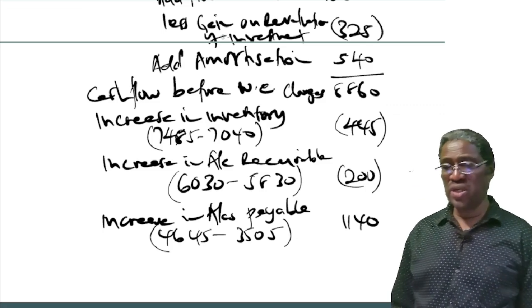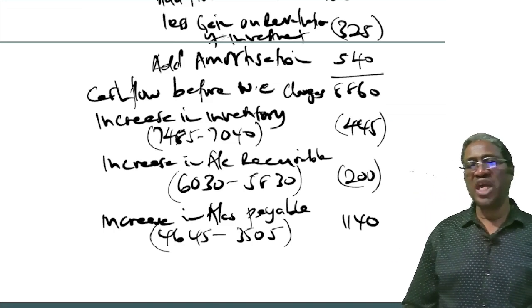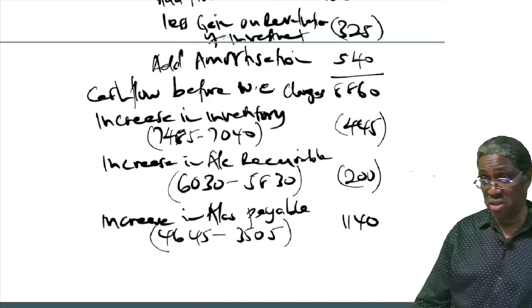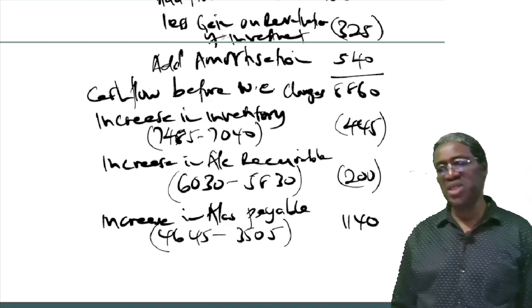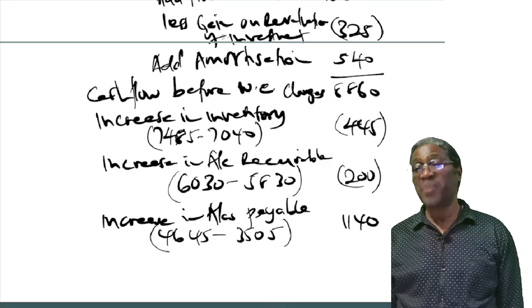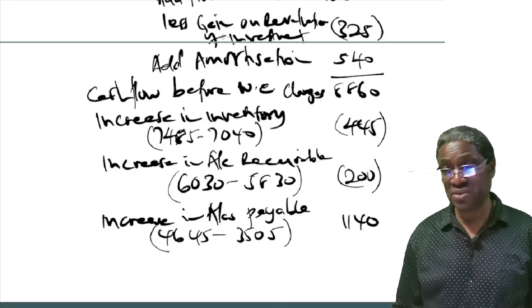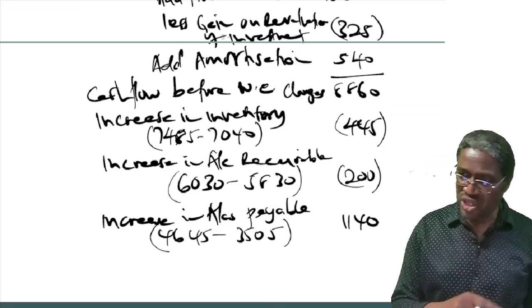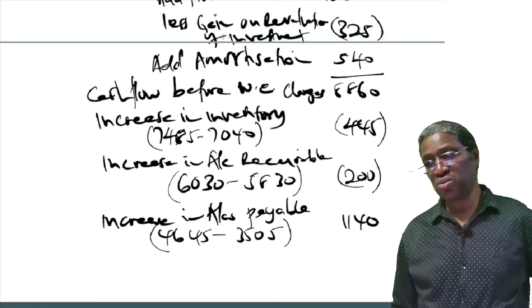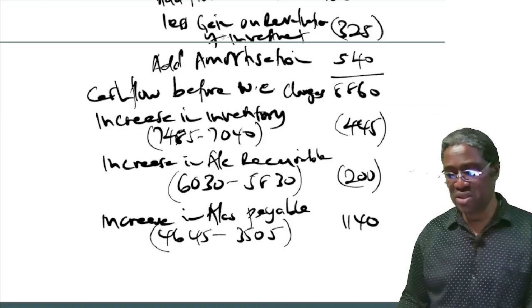Again, listen. If the creditors were going down, assuming there was a decrease in creditors, it means we would have paid them. That would be a negative. But now there is an increase in creditors. Of course, the reverse is true. This will be a positive amount.